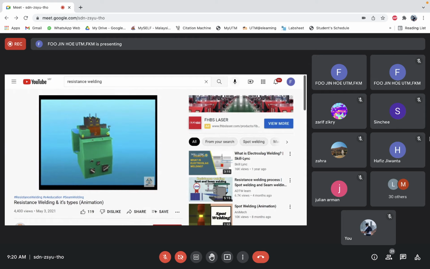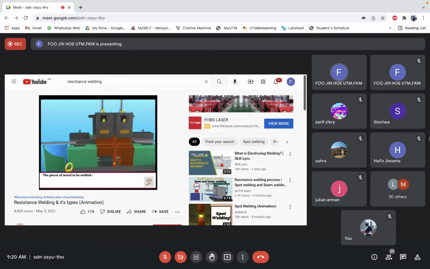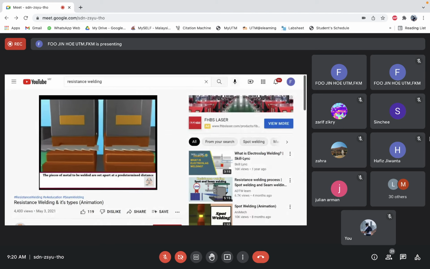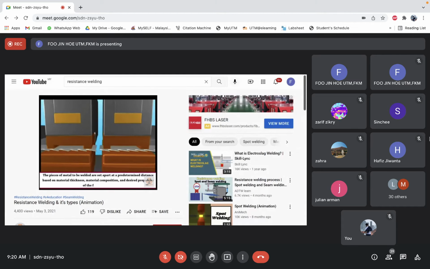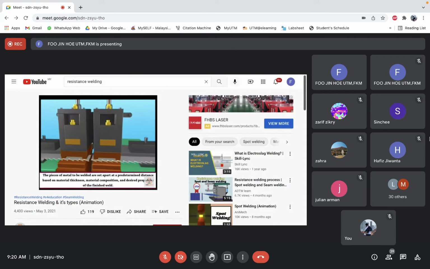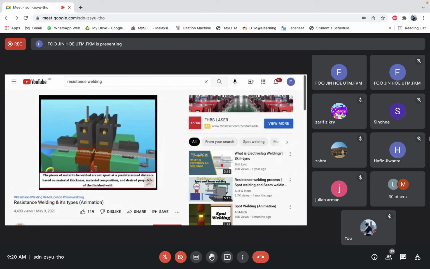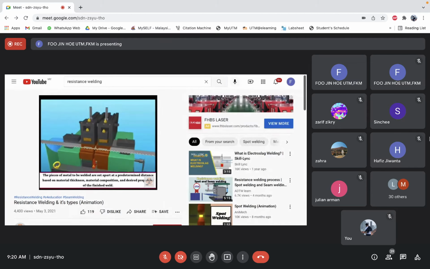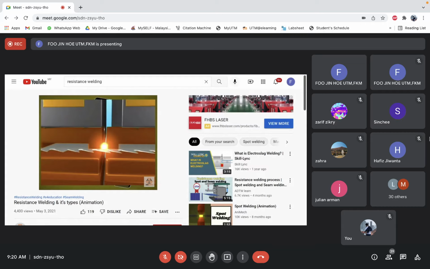Flash butt welding. Flash welding does not use any filler metal. The pieces of metal to be welded are set apart at a predetermined distance based on material thickness, material composition, and desired properties of the finished weld. Current is applied to the metal, and the gap between the two pieces creates resistance and produces the arc required to melt the metal.